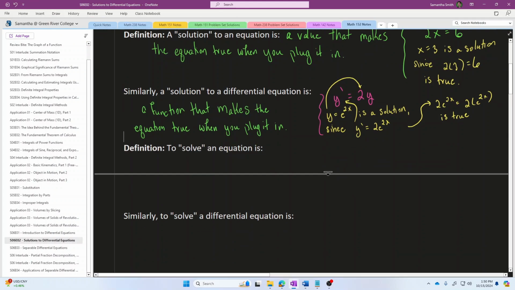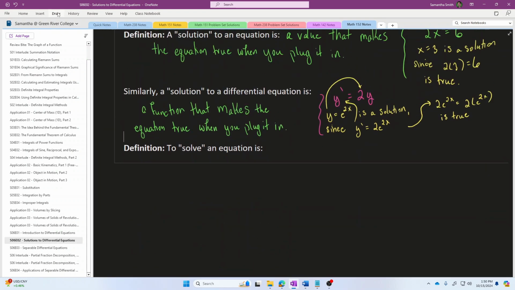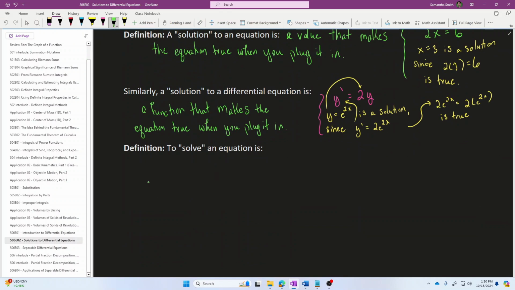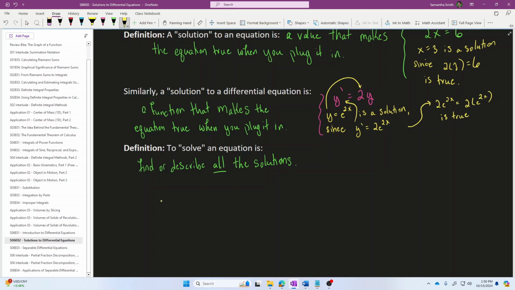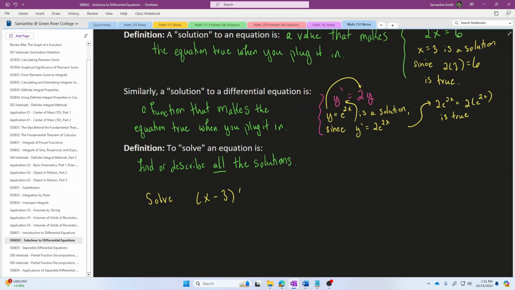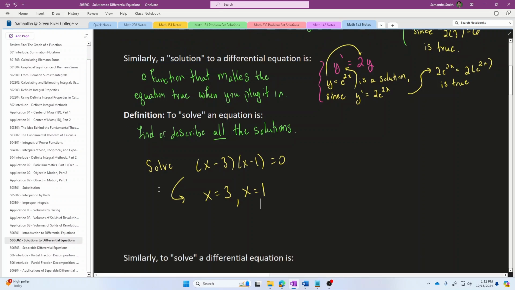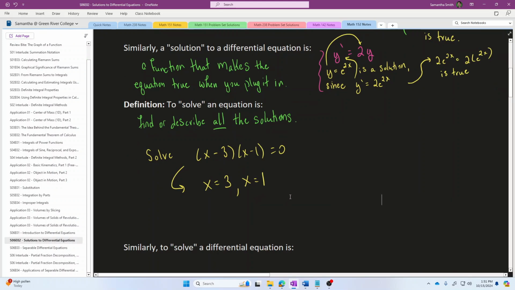Now, when you're in algebra, you may hear this word solve: solve this equation. And let's remember from algebra that when someone asks you to solve an equation, they are asking you to find, or at least describe, all of the solutions to that equation. So for example, if somebody said solve the equation (x minus 3)(x minus 1) equals 0, then my answer would be there are two solutions to this equation. x could either be equal to 3 or x could be equal to 1. This would be my response because here I have listed all the values of x that make this equation true.